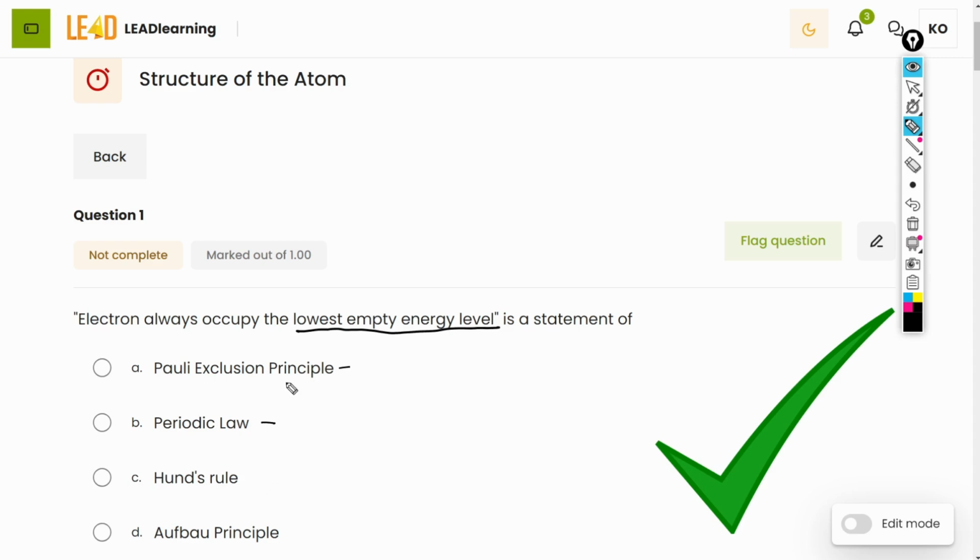So the principle that explains that electrons will occupy orbitals of lower energy level before occupying orbitals of higher energy level is the Aufbau's principle. So that leaves us with option D as our correct answer.